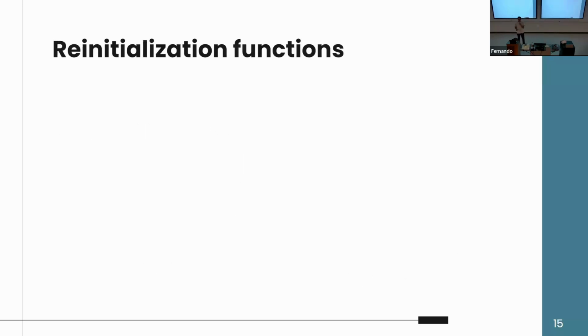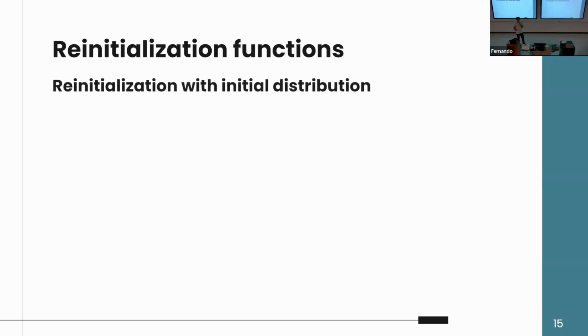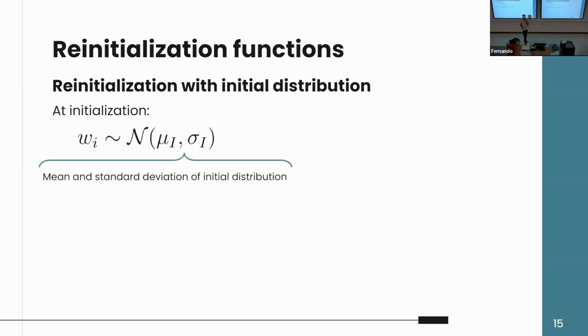Okay, how about reinitialization functions? So the first is the obvious one, used at the beginning. At initialization, we said we sample weights according to some distribution. In this example, a normal distribution with parameters mu and sigma, which are just the mean and standard deviation of the initial distribution. So at reinitialization, we just use this same distribution again. We just sample new weights from this same distribution.